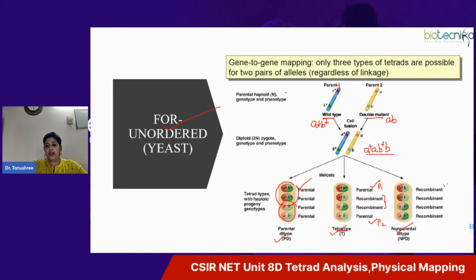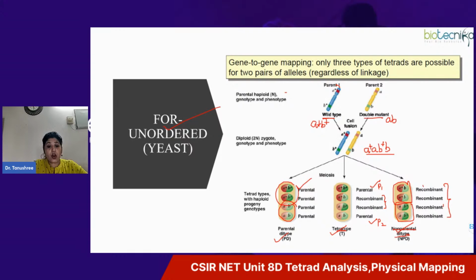Non-parental ditype is where you get all four haploid cells as recombinant ones, right? But if you see the recombinants, these two are of one type and these two are of another type. So we call them non-parental ditype. Why do we call them non-parental? Because we are not getting any parental combinations here, and all are recombinants. And out of recombinants, two are of one type and two are of another. So non-parental ditype.